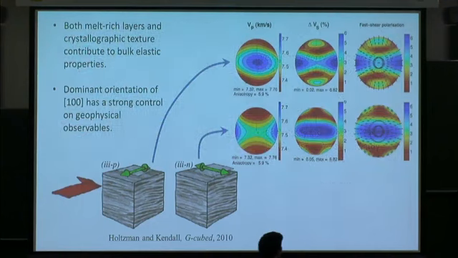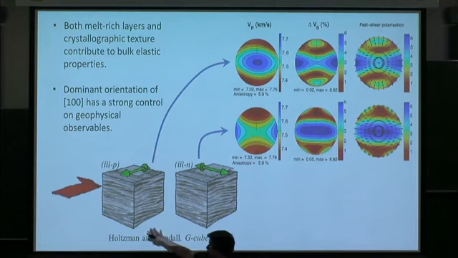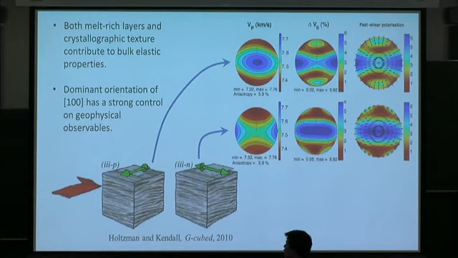Okay, and so they did some exploratory calculations. One thing they did was to take these melt-rich layers and make a suggestion about how the melt affects the elastic properties. Now you have a layered media where you have melt poor, melt rich, melt poor, melt rich. And they used the Backus average, which is something that Jan talked about on Wednesday, to calculate the aggregate elasticity.